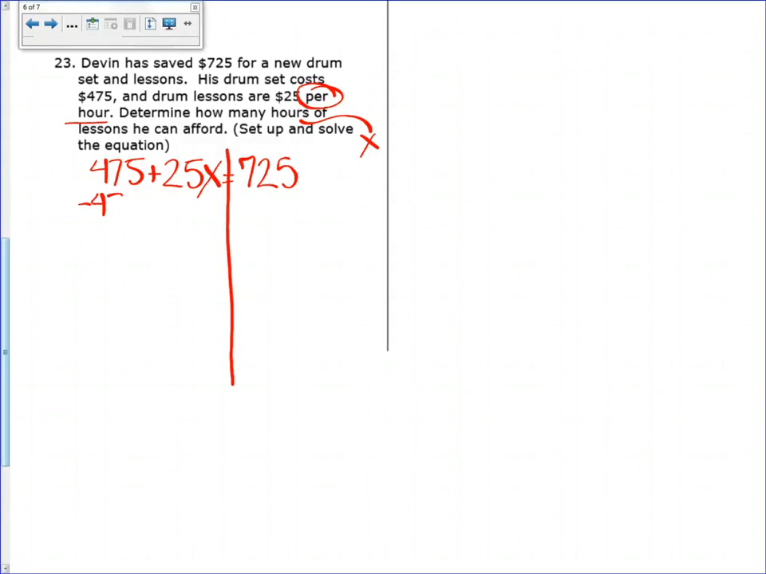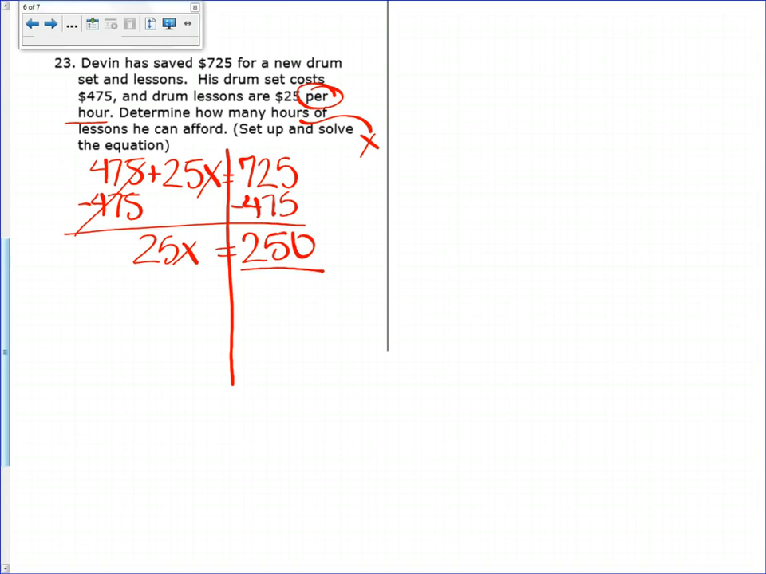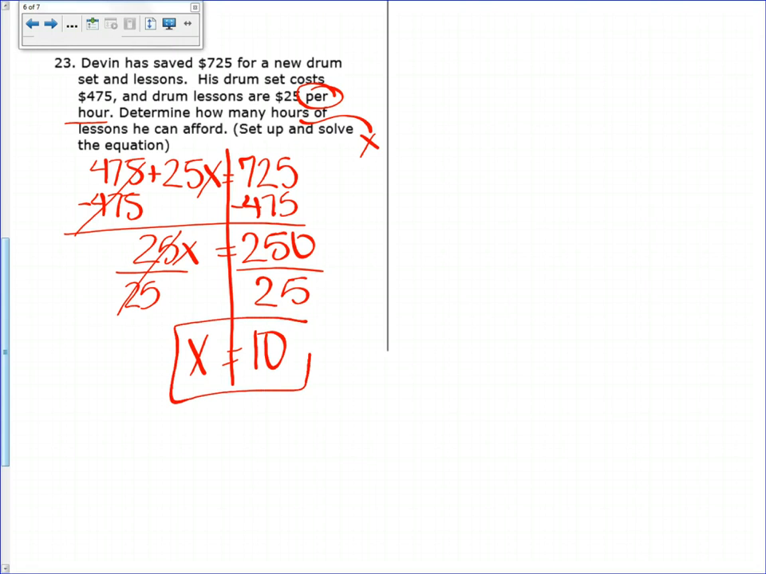To solve, we're going to subtract 475. 25x equals 250. And then divide by 25. X equals 10.